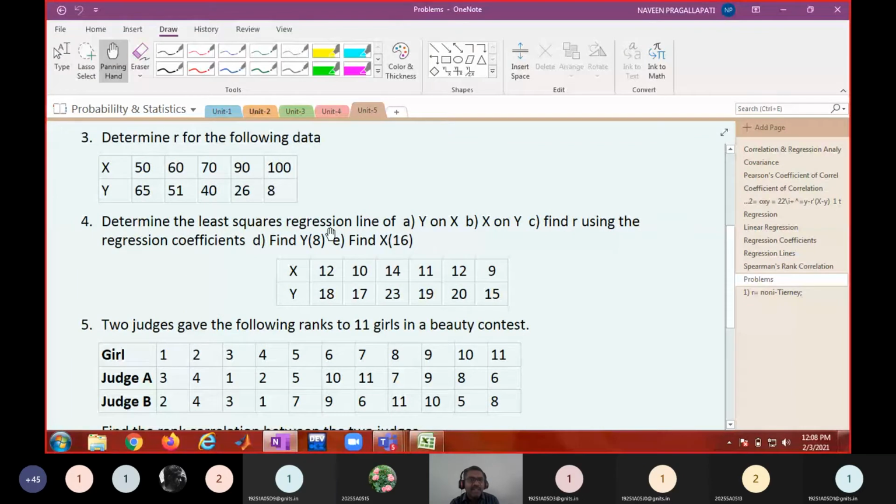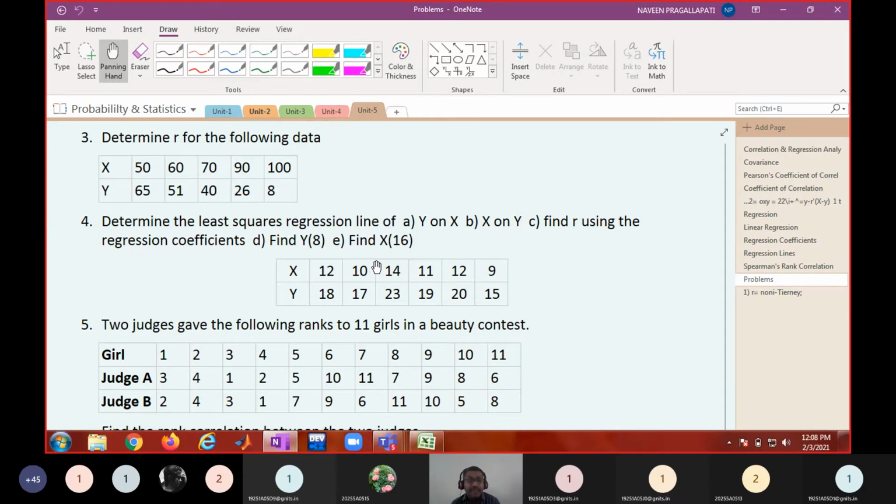Determine the least squares regression line of y on x, x on y, and find R using the regression coefficients. Find y of 8 and find x of 16. There are different ways of finding regression lines. One is that a regression line is nothing but curve fitting, fitting a straight line. So you just write down the normal equations and solve the system of linear equations. That is one way.